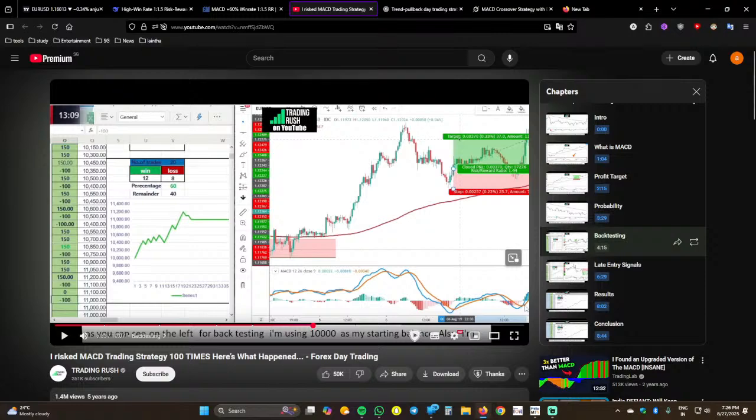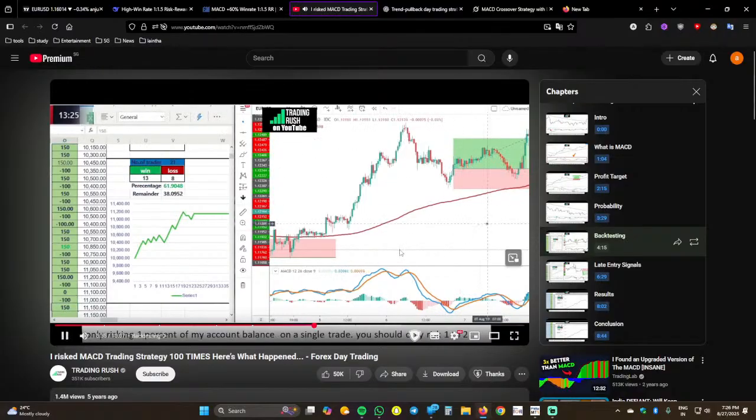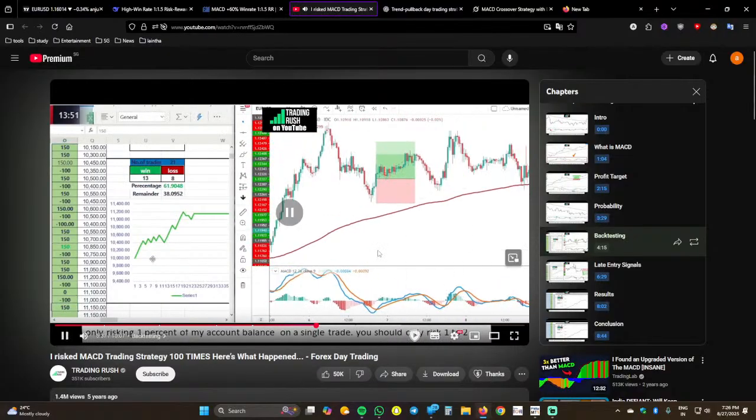and there was one more crossover right here. Why did he not take it? Or maybe this trade has not yet closed. Also, I'm only risking 1% of my account balance. He took this trade and he took one more trade. No, this trade closed here. Hence, he did not take this crossover.